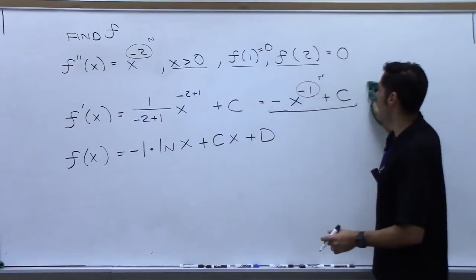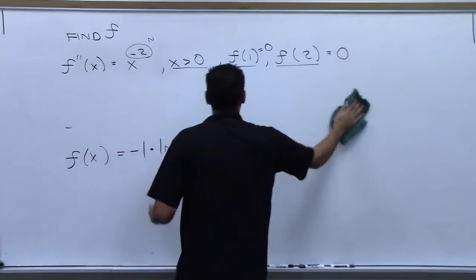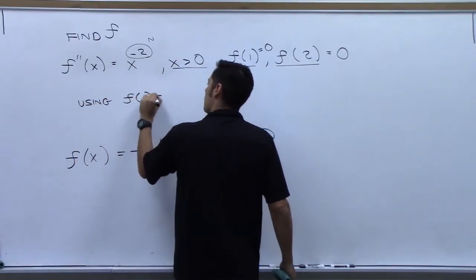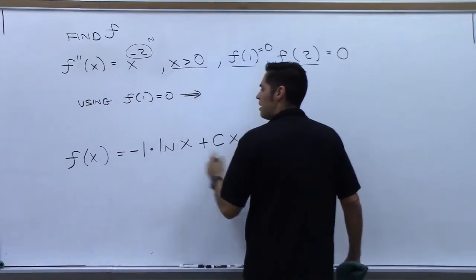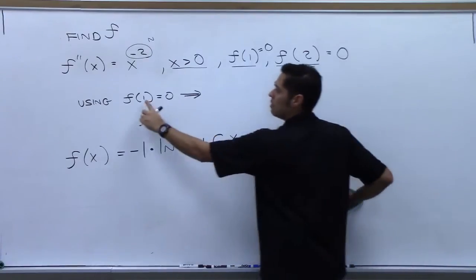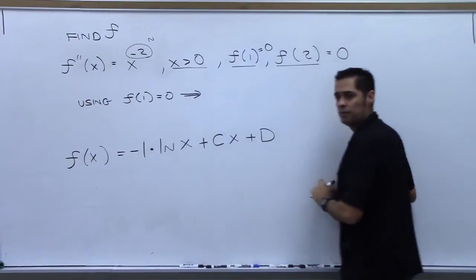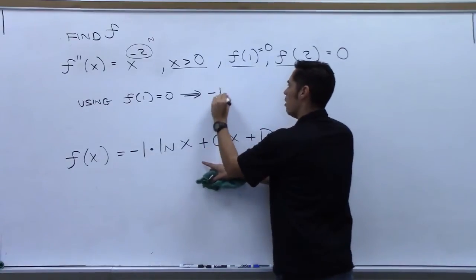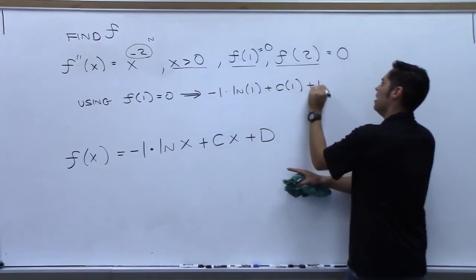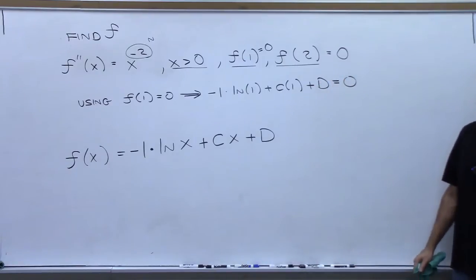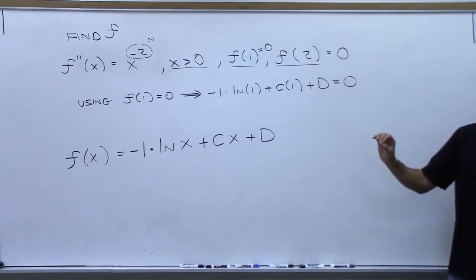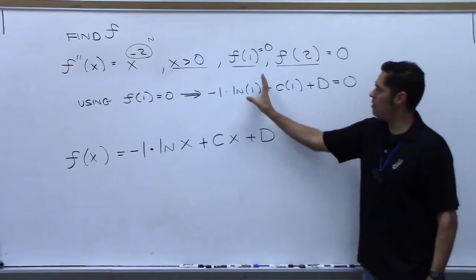The first piece of information I'm given is that f of 1 is 0. So using the fact that f of 1 is 0, that implies that when I plug 1 into this function, it should spit out 0. So let's plug 1 in here. Negative 1 times natural log of 1 plus c times 1 plus d has to be 0, yeah? Agreed? What is natural log of 1? 0. Natural log of 1 is 0. So this is all gone.